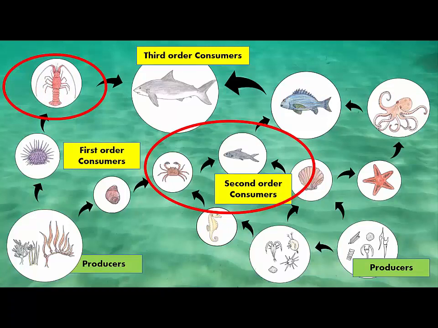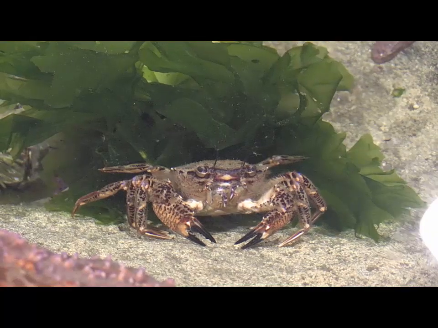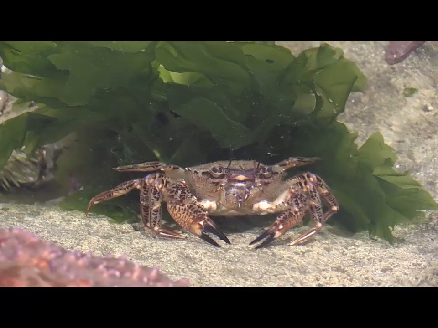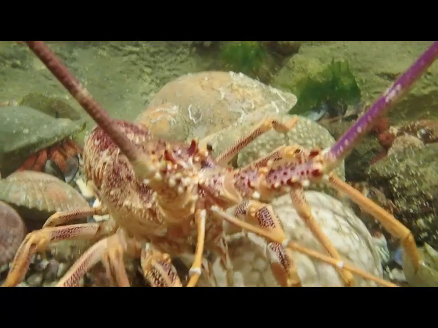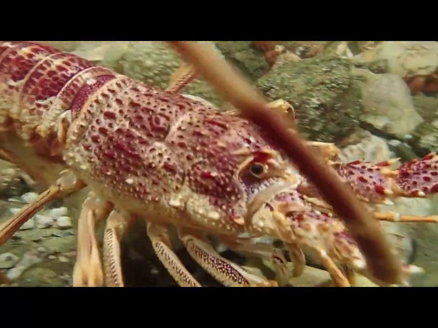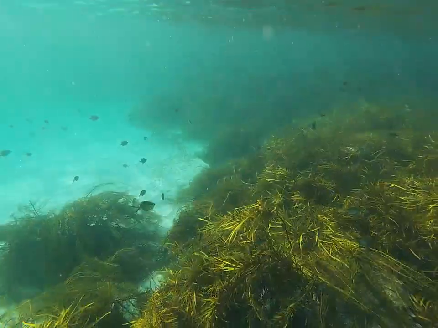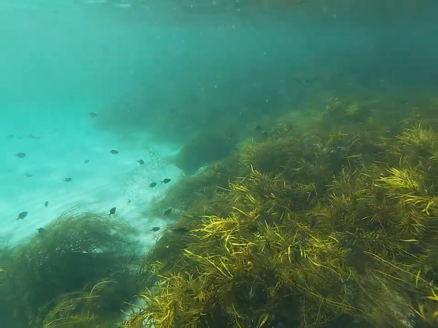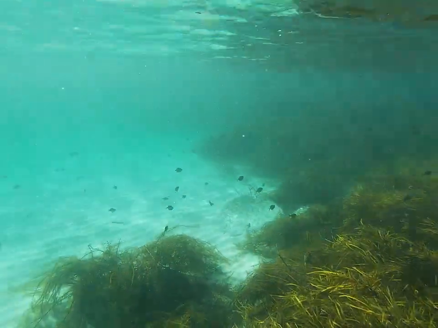The next level up in the food web contains the second order consumers. These animals can be carnivorous and also omnivorous, meaning that they can eat meat as well as plants or algae. Many marine animals are also scavengers. Crabs and rock lobsters will often eat dead and decaying plants and algae. Small fish like these are also often omnivorous consumers.